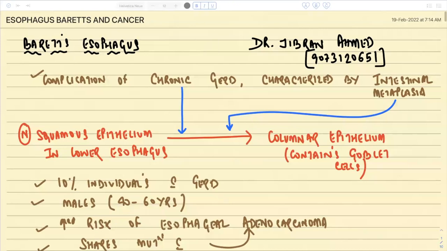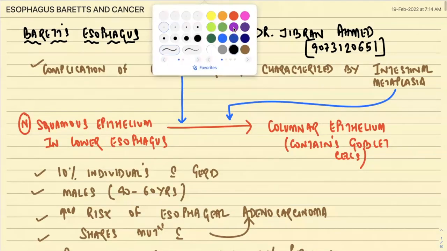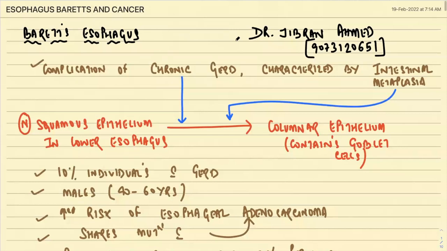So today, as we had already discussed, we are going to read about Barrett's esophagus, and we are also going to understand Barrett's dysplasia, followed by esophageal adenocarcinoma and squamous cell carcinoma. So we are going to start with Barrett's esophagus. Now, as you understand, Barrett's esophagus is mainly a complication of chronic gastroesophageal reflux disease, also called GERD.